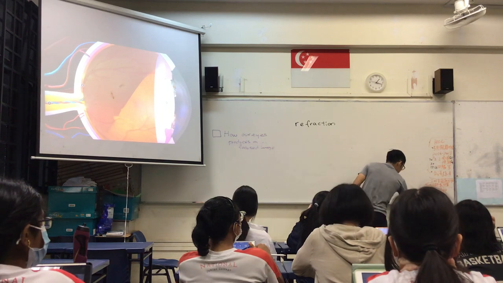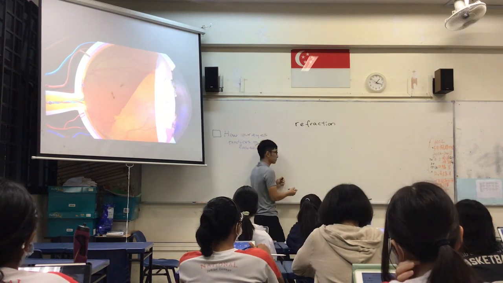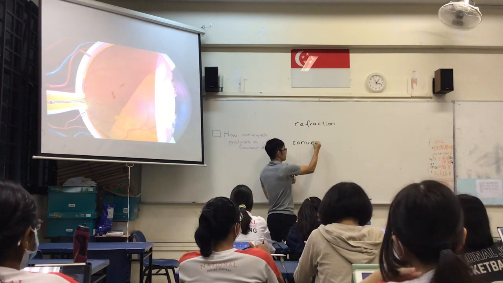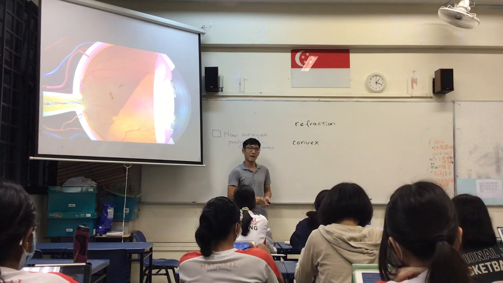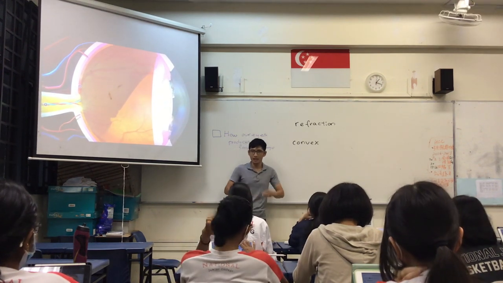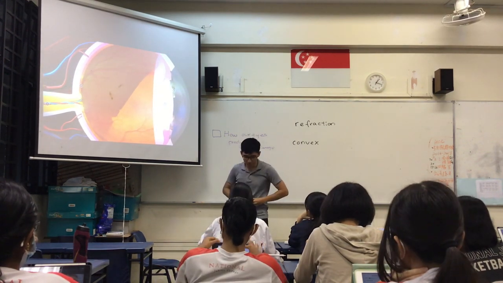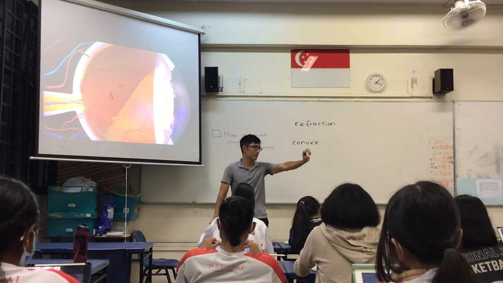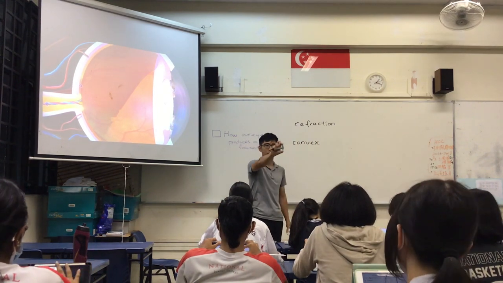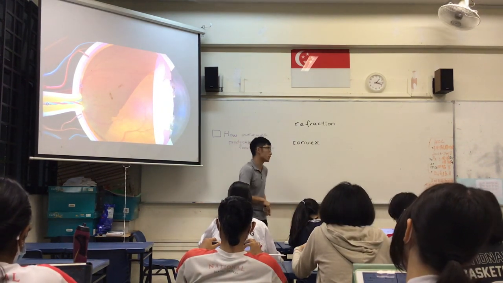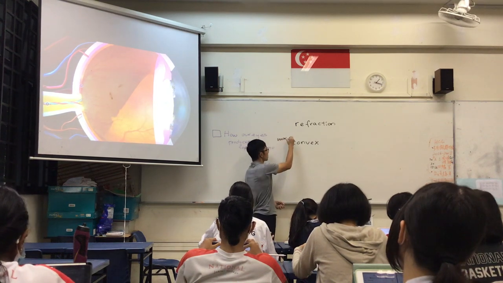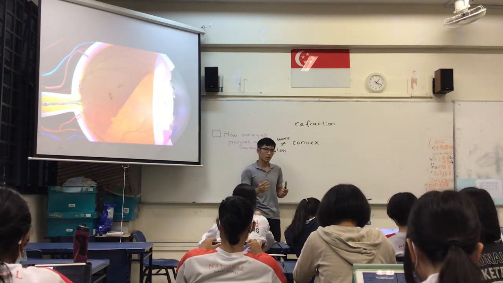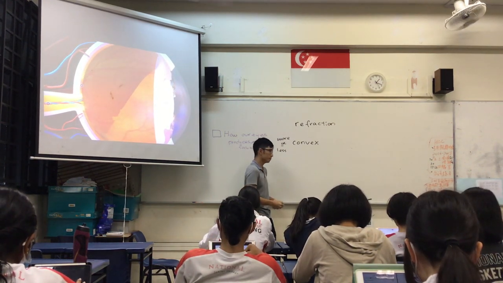When we talk about curvature, we can now use the word convex. It describes how bent or how curved the lenses are. In other words, this lens is more convex. It's thicker and more convex. This lens is thinner and less convex. So you can use the vocabulary this way: more or less convex. In other words, how curved the lens is.